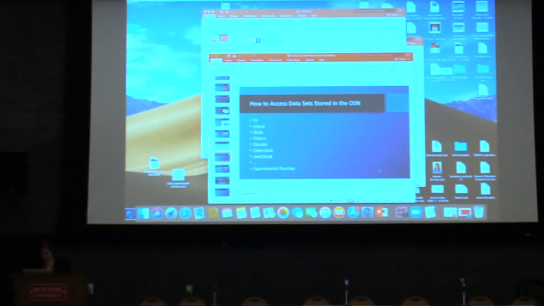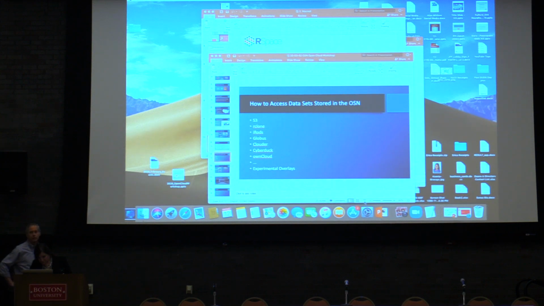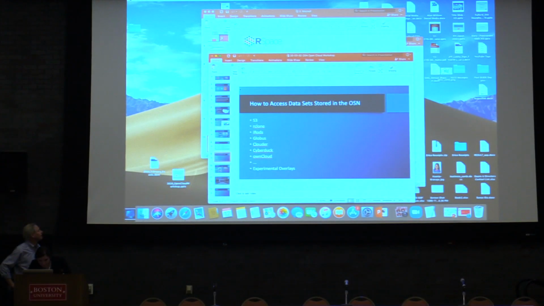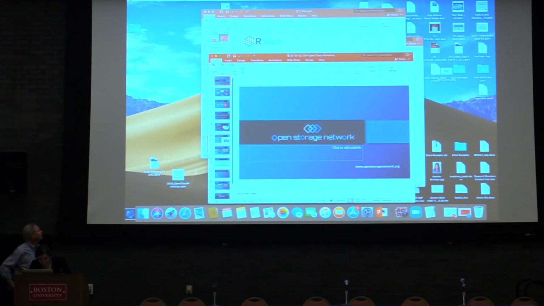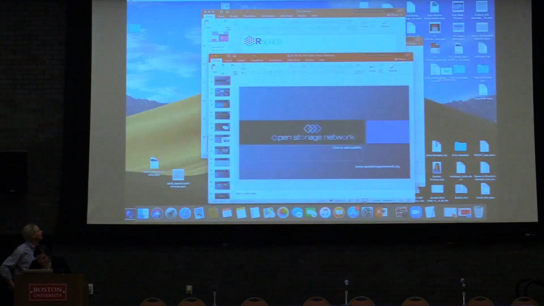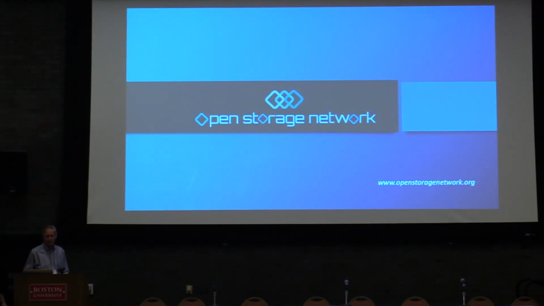And next we'll have John Goodhue talking about the Open Storage Network. So, continuing the theme of various ways of storing your science data, because unlike us CS people, some people don't throw it all away. So I'm going to talk about the Open Storage Network.